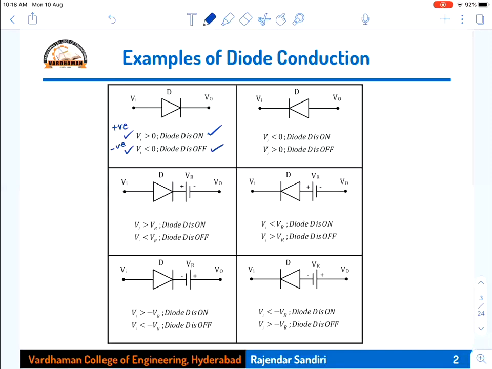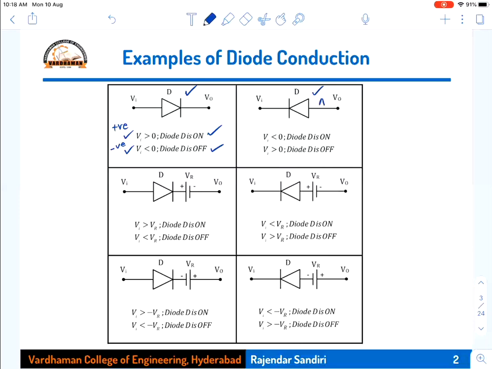Similarly, the diode can be placed either in the forward direction or in the reverse direction. So all possibilities of connection of the diodes, I am showing here. If the diode is connected with the cathode side connected to the input voltage, and the anode connected to the output voltage.